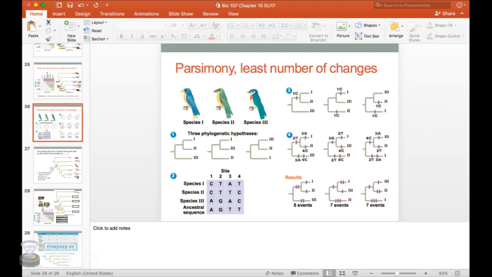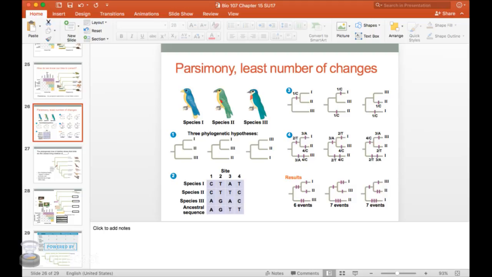So the DNA had to change here, here, and here, and here, as well as there and there, in order to give the species that we now see. The other options have 7 events. 7 different changes had to happen. Okay? So parsimony would indicate for these trees that either the DNA sequence had to change 7 different times for this evolutionary pattern to be true, or it had to change 6.